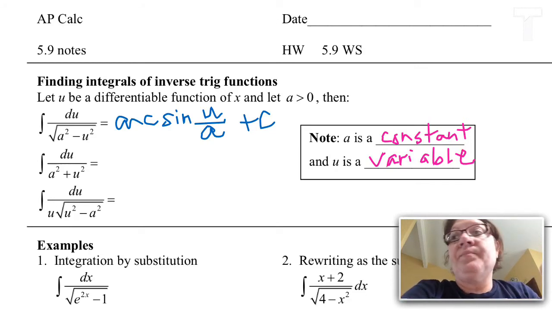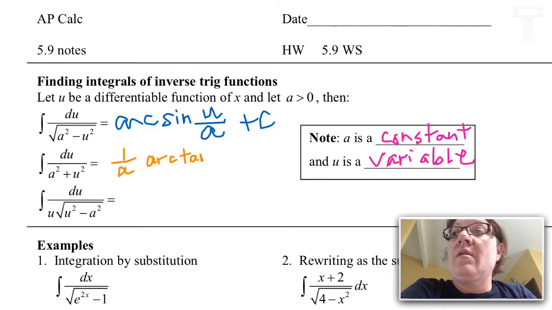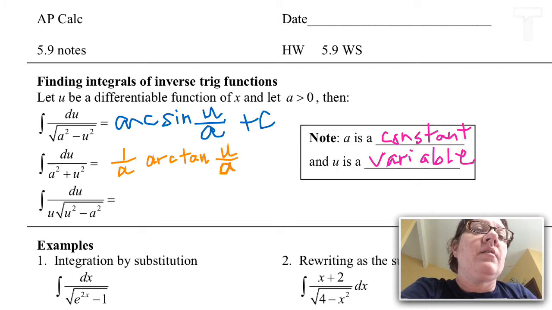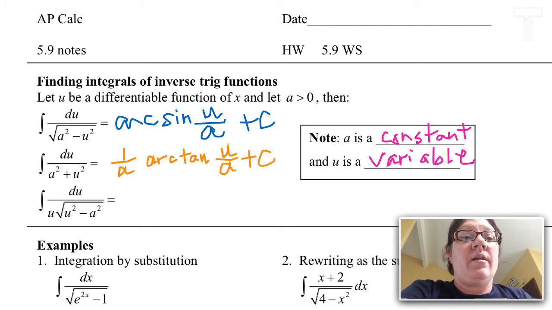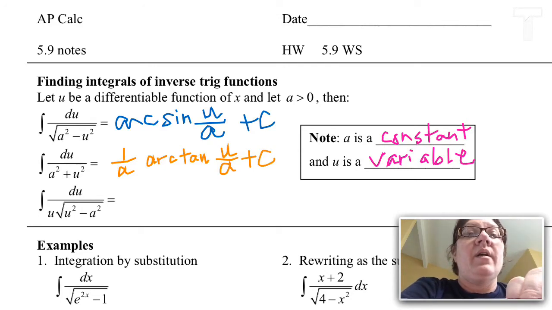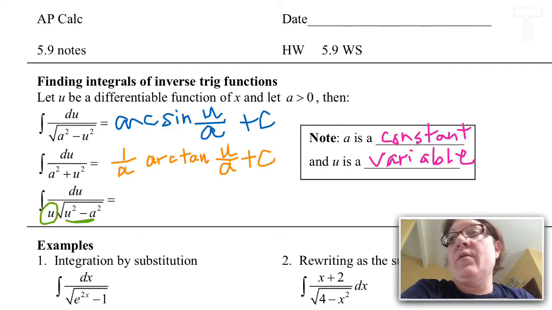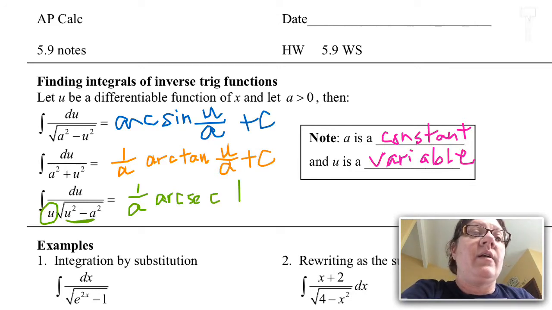And then the second one, where I have a squared plus u squared, is actually the arctangent, again, of u over a. And the third one, notice this time that the order of the subtraction has switched, and I have an additional variable outside the square root, and this one is arcsecant, again, of u over a. This time u is in the absolute value.